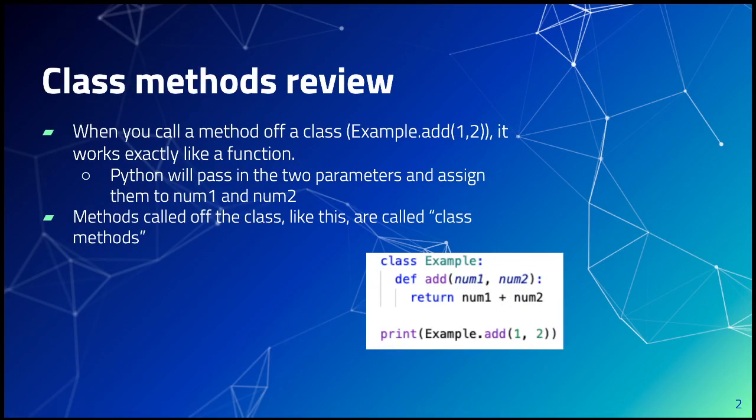When you call a method off a class, for example, in the image, you can see that we're calling example.add and passing in the parameters 1, 2. This works exactly like a function. The add method works basically like an add function, except now the add method is associated with a class, example. You call it by using the dot between the class name and the method name. So example dot add. If we had another method like subtract, we would have called it example dot subtract. And this is how you call class methods.